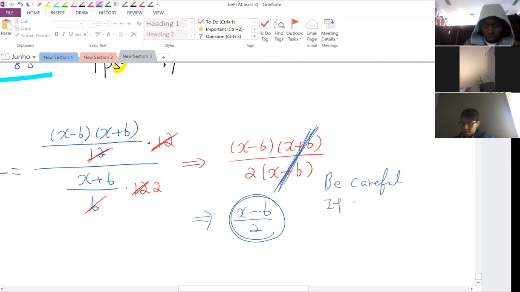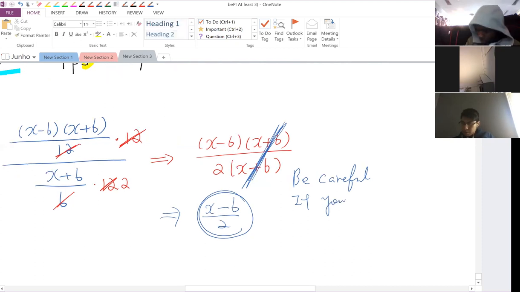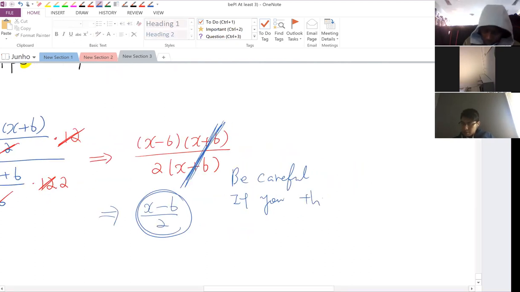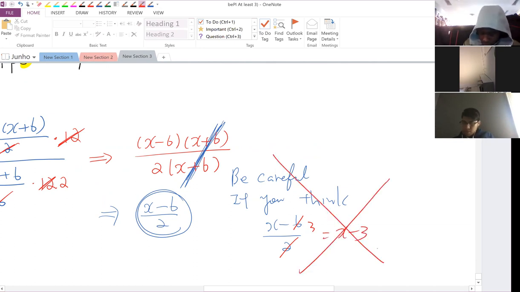If you think (x minus 6) over 2 you can simplify, this is 3, and then x minus 3, it is wrong. Because this is a binomial and this is a monomial, you cannot simplify this way. So please be careful, okay? I emphasize this, so don't make this mistake.